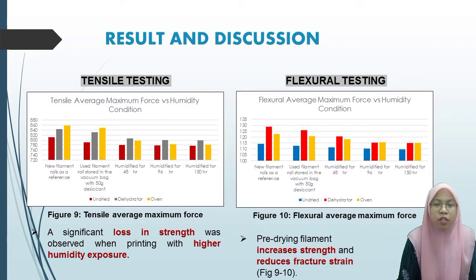Now let's see the results and discussion of this research. Figures 9 and 10 illustrate the tensile and flexural maximum force for all conditions. The highest strength was observed in the reference sample for all groups. Among all the conditions, the specimen humidified for 150 hours recorded the lowest tensile and flexural strength. When the filament is humidified, the tensile and flexural strength decrease due to the propagation of cracks in the filaments. Pre-drying the filaments with both the dehydrator and oven increases the maximum force and strength.